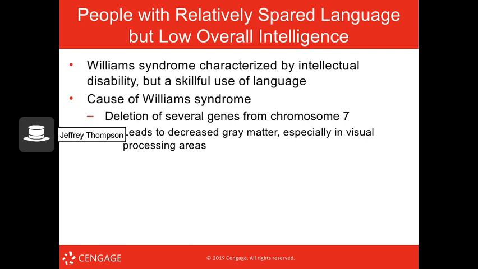There's a disorder called Williams syndrome, where if several genes from your seventh chromosome disappear, that leads to decreased gray matter in your visual processing areas and other areas. People with Williams syndrome tend to have intellectual disability, so lower than average IQ, but they can still skillfully use language.